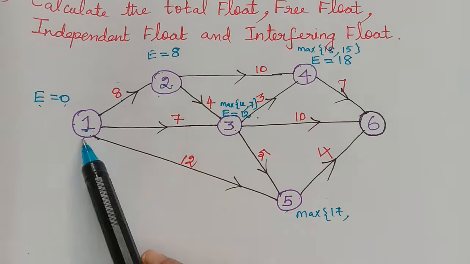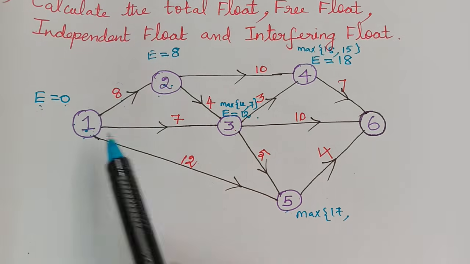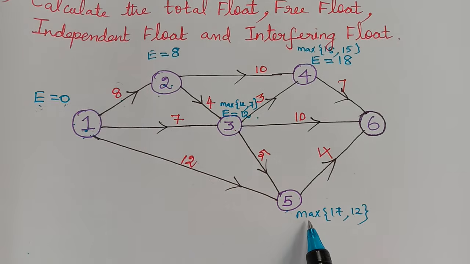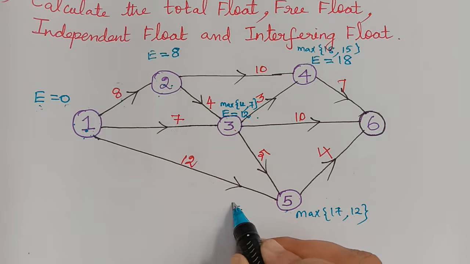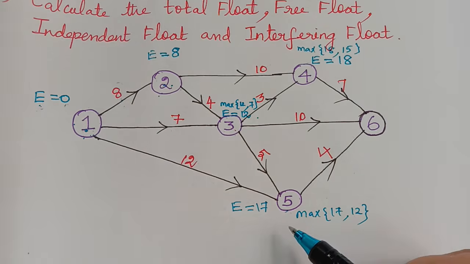Now here, the earliest occurrence, the value of E is 0. So 0 plus 12, which is 12. So the maximum of 17 and 12 we have to choose, and so the value of E for 5 will be equal to 17. So this is the value of E.